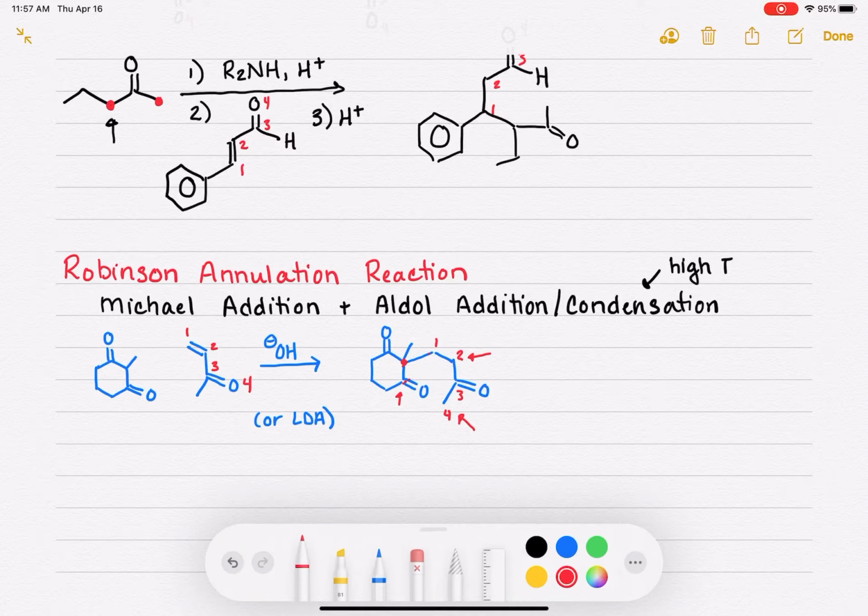We're going to have carbon 4 become the enolate. Not an option for you, carbon 2. Carbon 4 is going to become the enolate and attack, and do an aldol. This will be like an aldol cyclization reaction. And again, you've got to really, really pay attention to your carbons as you're drawing this product.